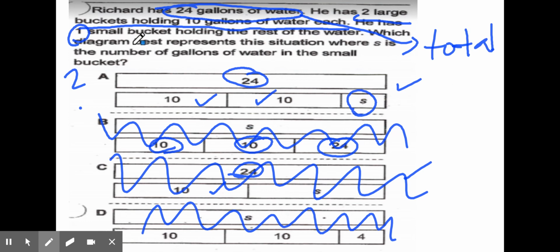Which diagram best represents the situation where S is the number of gallons of water in the small bucket? So I'm believing that A is our answer. And if you notice, A looks very much like the strip diagrams we would draw in class when we did our WIN. 24 is my total, it's up on top, and these are my parts. I have a bucket with 10, a bucket with 10, and a bucket that has an unknown amount.